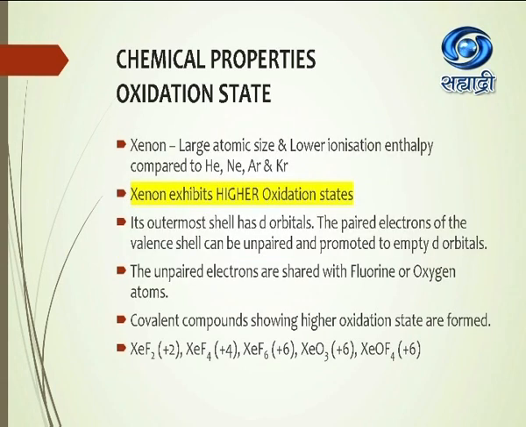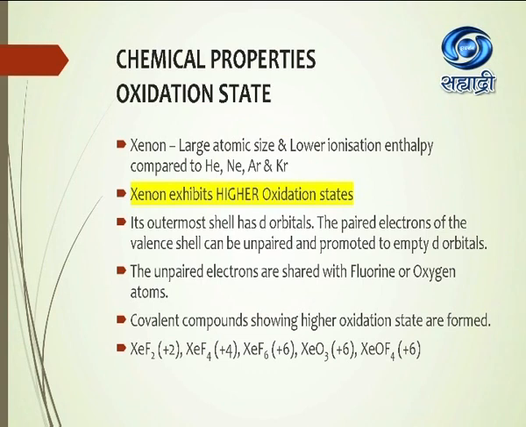But if we consider xenon, then xenon has a larger atomic size and lower ionization enthalpy compared to helium, neon, argon and krypton. Just go through the position of xenon. Xenon is quite at the bottom of the group.